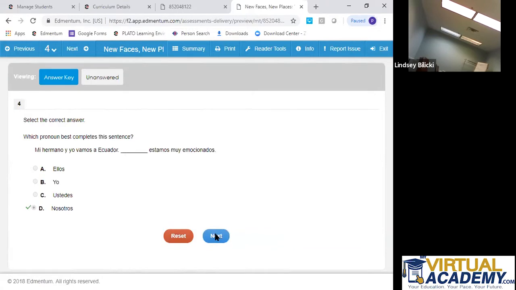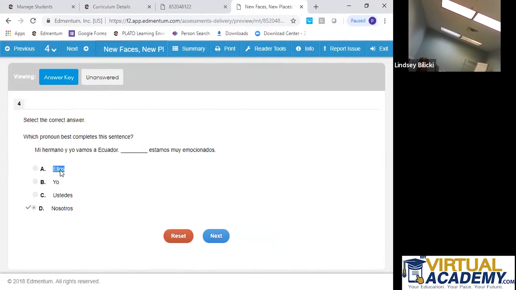Which pronoun best completes this sentence? Okay, so we're talking about pronouns again. This is a tricky one that everybody gets confused on. Mi hermano y yo vamos a Ecuador, and then you put a pronoun. If I were to say my brother and I, we're going to Ecuador. We're going, my brother and I, so that means we. And this means we are very excited. Estamos muy emocionadas.